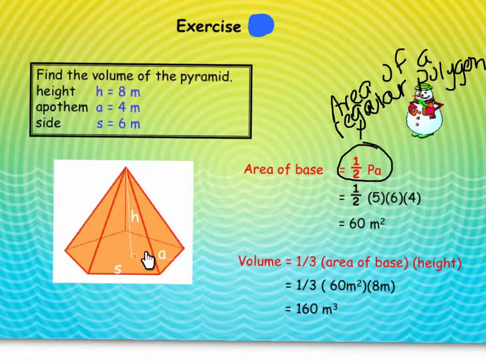The polygon we're looking at is this pentagon here. The perimeter of the pentagon is 5 times 6, since each side was 6, which gives us a perimeter of 30, times 4, which is the apothem. Then we multiply all that together and divide by 2 to get 60 meters squared. Now we have the area of the base, so that goes in here for our volume formula. The height of the pyramid is 8. And then remember, we take 1/3 of that. Now we get the volume of the pyramid, which is 160 meters cubed. Don't forget the meters cubed for your measurements.